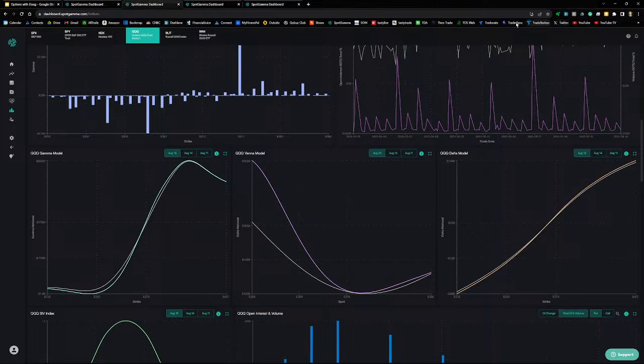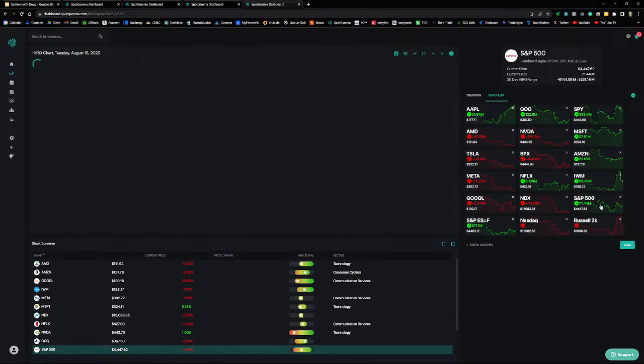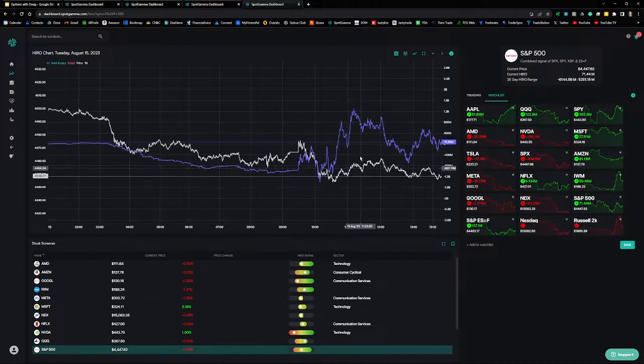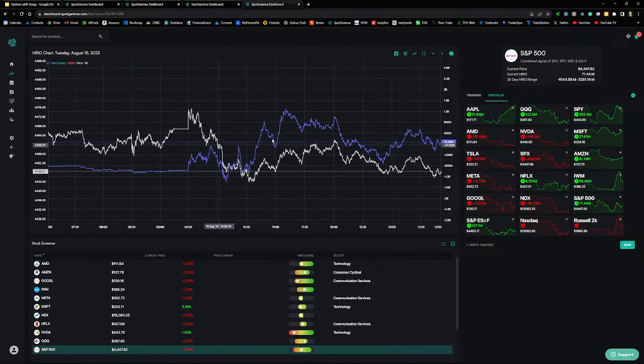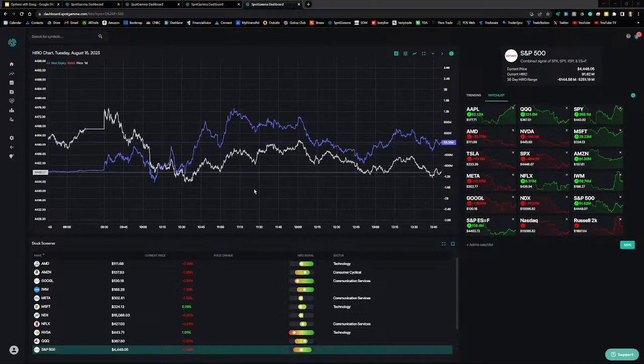All right, let's take a look at some setups now. I'm going to start with the S&P 500. What I'm looking at here is the hero signal. This is from SpotGamma. This chart is showing price for SPX and then the hero signal. This is hedging impact real-time options.